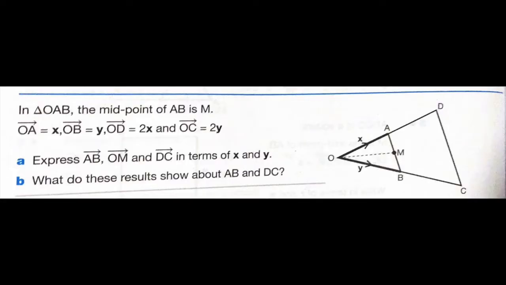In triangle OAB, the midpoint of AB is M, OA is X, OB is Y, OD is 2X, and OC is 2Y. We need to express AB, OM, DC in terms of X and Y. And then finally, we're asked, what do these results show about AB and DC?